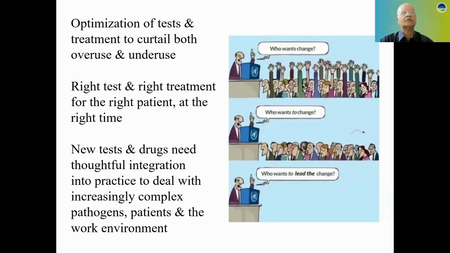So what we want to do is to optimize the tests and the treatment, both to curtail overuse and underuse. Remember, it's not just to curtail overuse, but at the right clinical juncture, we may want to do the test as well as use treatment, which sometimes might go overboard, but we should quickly come back to our senses. So it's really the right test and the right treatment for the right patient and really at the right time.